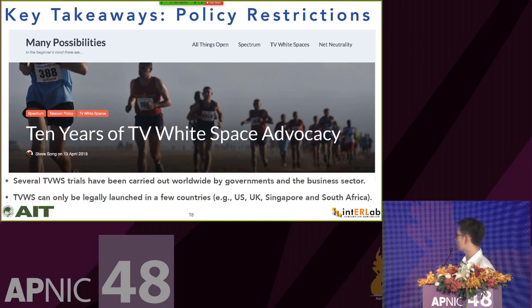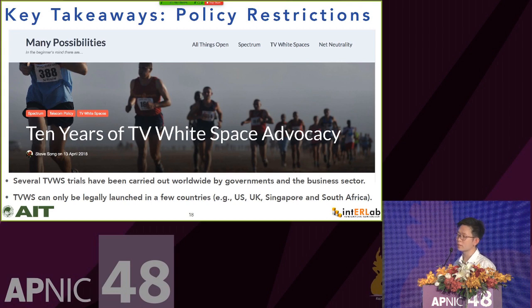We saw that several TV white space trials have been carried out worldwide. But even though they engaged with government sectors and the business sector, only a few of them can legally launch nowadays. Only some countries have launched TV white space, like the US, UK, Singapore, and South Africa. We hope TV white space can come into place so we can use these technologies for other purposes.